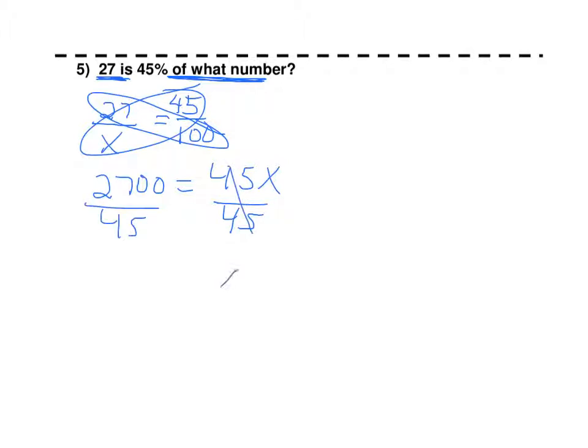And I would get x is equal to 60 if you divide that out on your calculator. So 60 is the whole, which would go here. 27 out of 60 equals 45 over 100. And again, you can divide that on your calculator to check. All right, let's show you a different way of doing it.